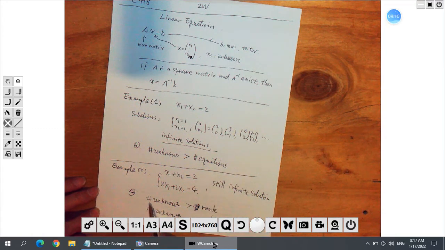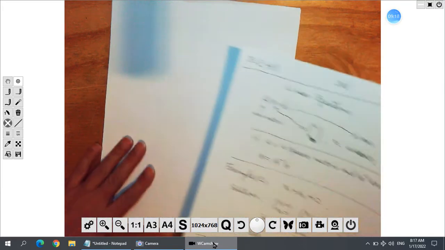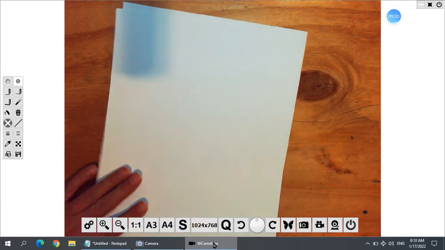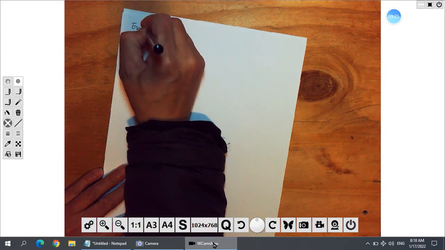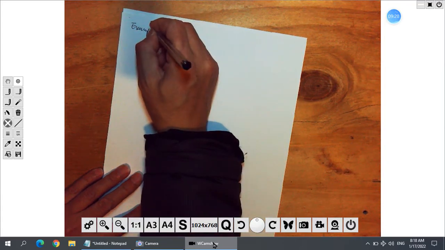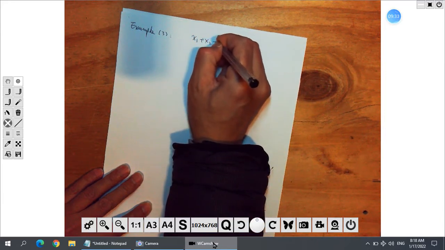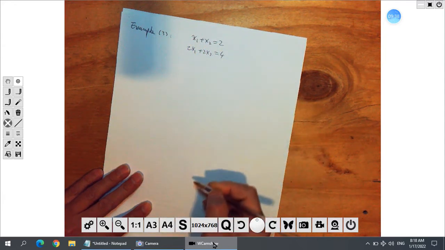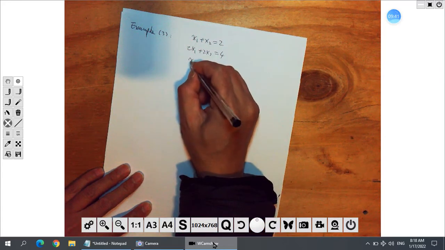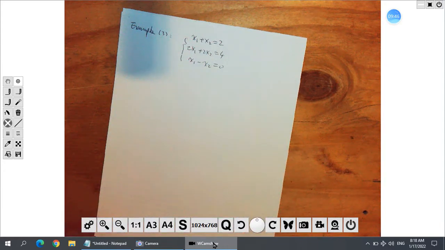Okay. Now the number of unknowns is larger than the rank. Right? So we still have infinite solutions. Alright. We add more equations now. Example. Still use the same example, but we add one more thing. We have x1 plus x2 is 2. 2x1 plus 2x2 equal to 4. Now I add one more equation: x1 minus x2 equal to 0.